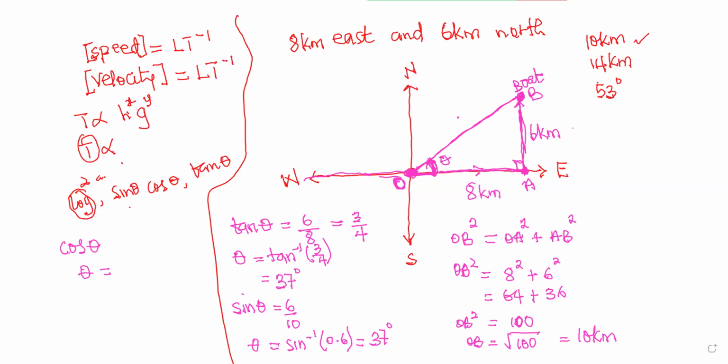Who has finished? 36.8, so to the nearest degree, 37. Good. So it means that if we are on the west-east axis, to get the bearing of the boat, we must turn through an angle of 37 degrees.